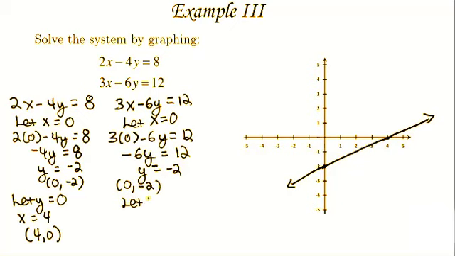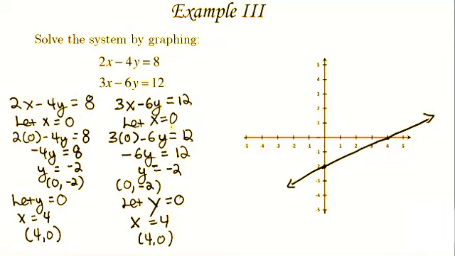When I let y equal 0, I'm going to find my x-intercept. So when I let y equal 0 and solve that out, I'm going to find that x equals 4. So that's 4, 0. You may have already noticed these are actually the same.